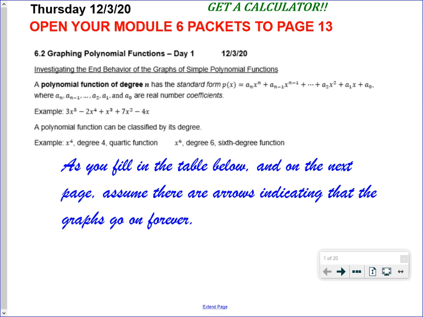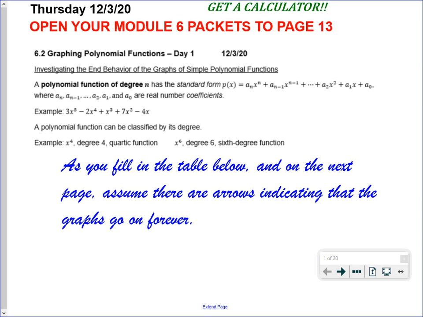So a polynomial function of degree n has a standard form, p of x equals a_n x to the nth power plus a_(n-1) x to the n minus 1 power, and so on and so forth, to plus a_2 x squared plus a_1 x plus a_0, where a_(n-1), all the way to a_2, a_1 and a_0 are all real number coefficients. That a_0 is just a constant. Regardless, they're just real numbers with no variables.